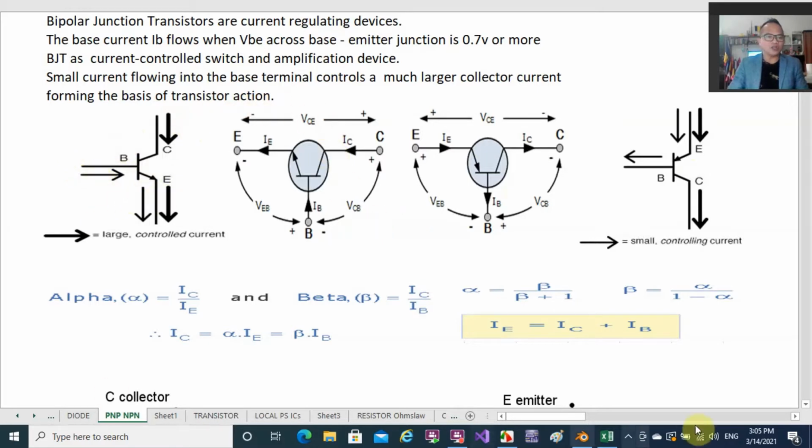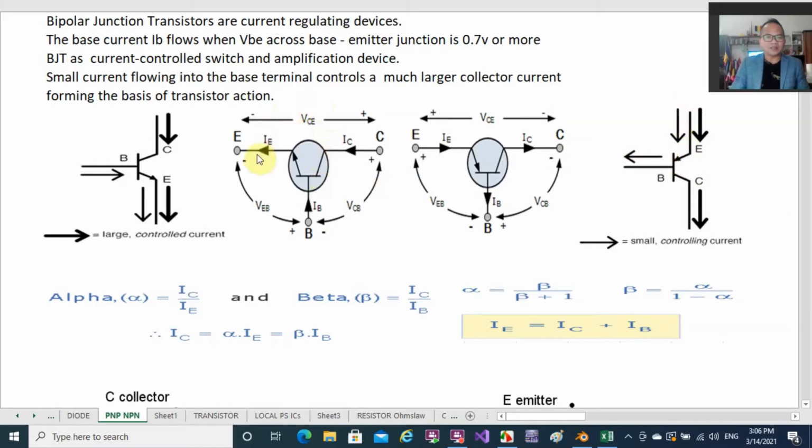The representation of NPN and PNP, and also the representation of the B, C, E terminals of the transistor. On the NPN, the large current is represented coming from the collector to the emitter, and the small current coming from the base going to the emitter. On the PNP, the large current is coming from the emitter going to the collector, while the small current is coming from the emitter going to the base.